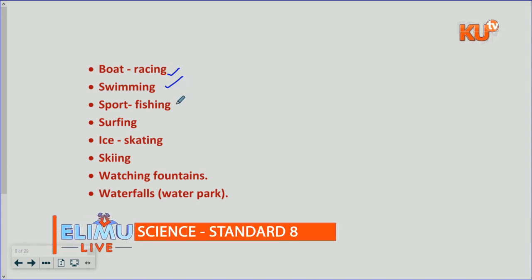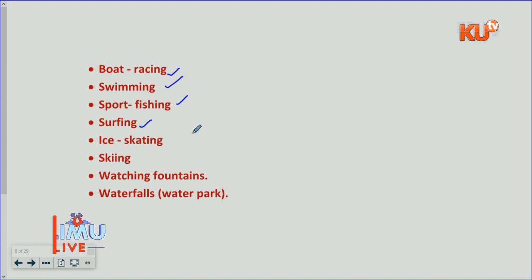We have got sport fishing. Sport fishing is just fishing for fun. Fishing for fun, we group it as recreational use of water. And then we have got surfing. Surfing, mostly Europeans are the ones that practice it in oceans. Surfing is use of water for recreation to enjoy themselves. Same to ice skating. When there is winter season, they skate on the ice, and we know ice floats on water. So when they skate on ice, that one is just for recreational purposes. We have got skiing. Skiing also is mainly done for enjoyment.